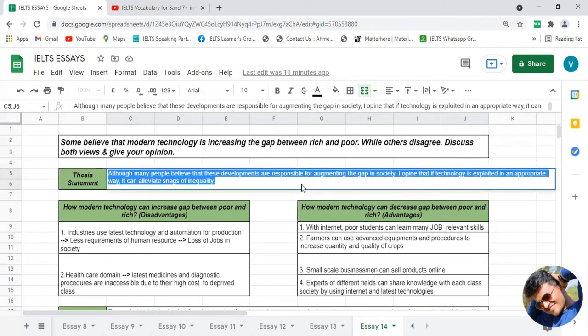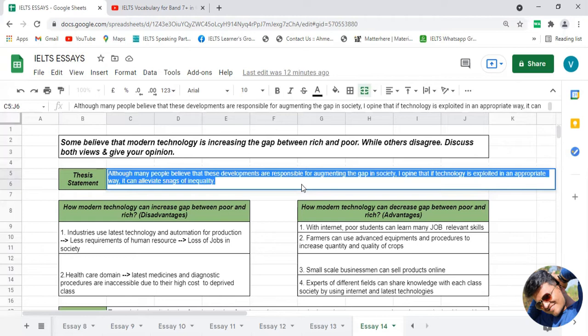Although many people believe that these developments, meaning these modern technologies, are responsible for augmenting, meaning increasing, the gap in society, although there are certain disadvantages, I opine that if technology is exploited, meaning used, in an appropriate way, it can alleviate, meaning solve, snags of inequality.